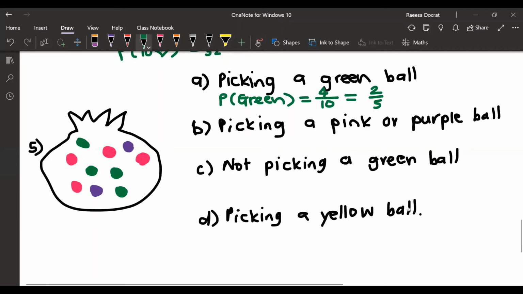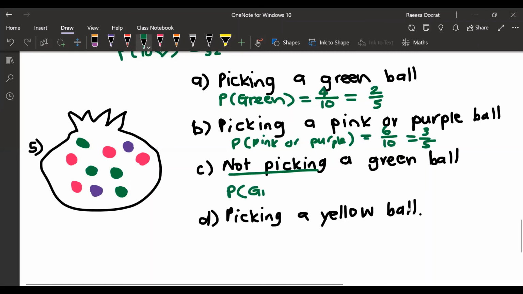The probability of picking a pink or purple ball. Pink or purple means we can count either one of those. So we have 1, 2, 3, 4, 5, 6 balls that are either pink or purple, which means that it's 3/5. The probability of not picking a green ball. We use a bar to denote it, so not green. The ones that are not green are the ones that are pink or purple. So again, it's 6/10, which is 3/5.